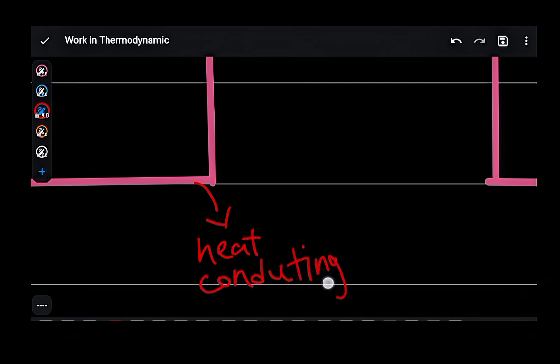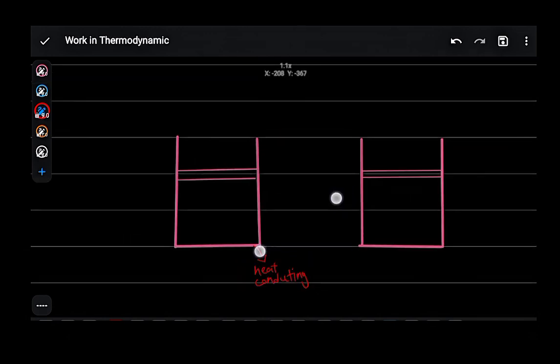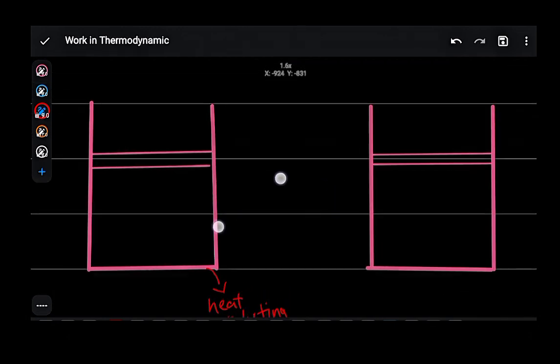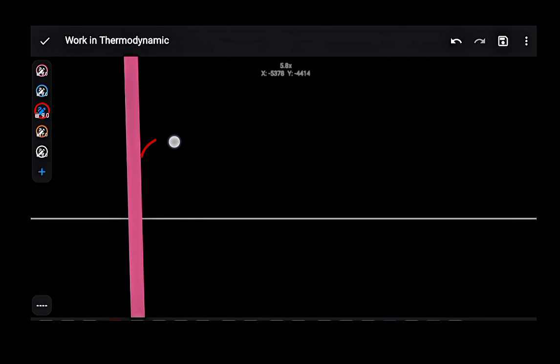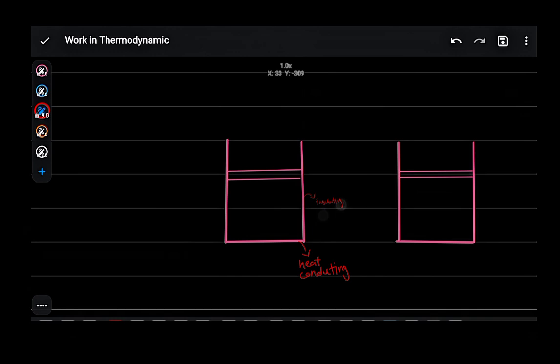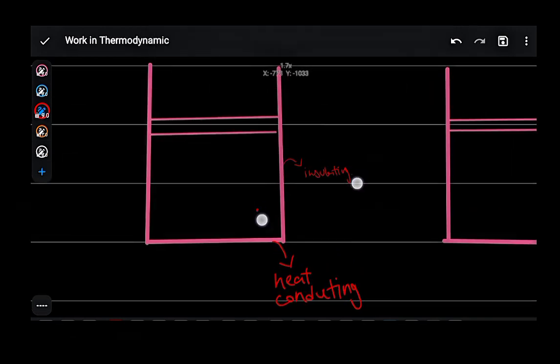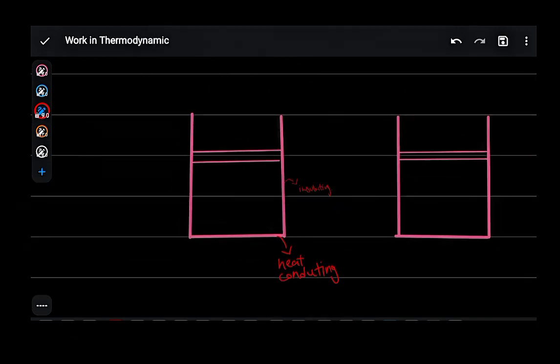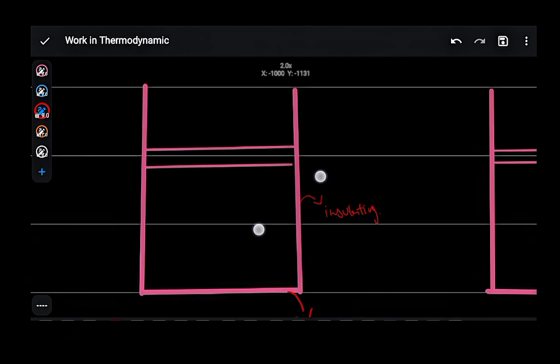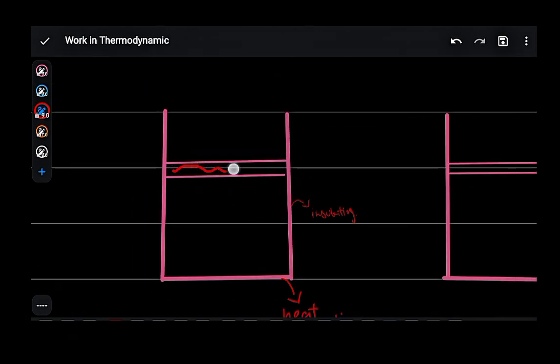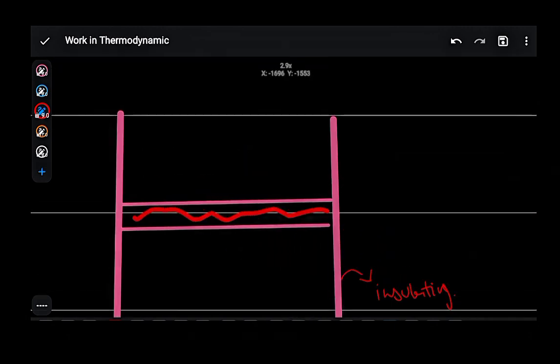And these are basically insulating, and as you know, an insulator cannot conduct heat. And this line over here is basically the piston. Now here the pressure will be applied.